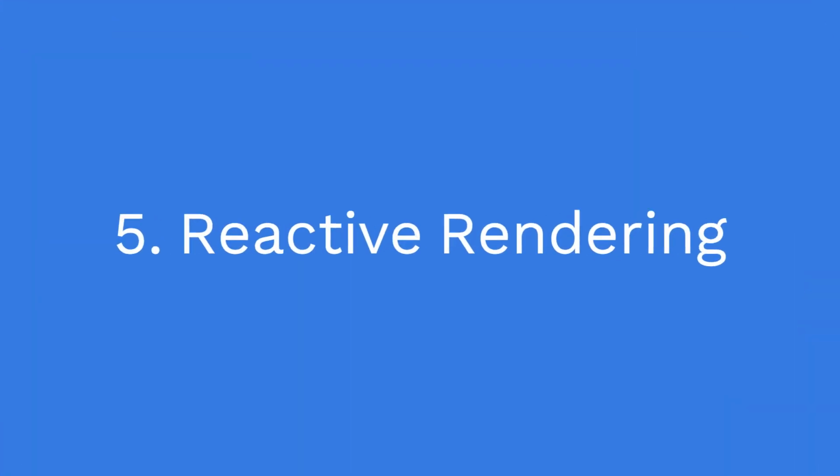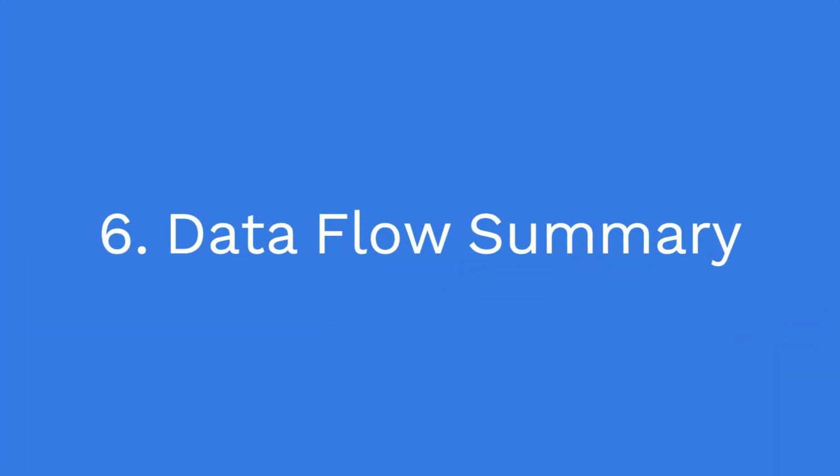5. Reactive rendering. React components automatically re-render when their props or state changes. This reactivity ensures that the UI always reflects the current data and state. When state changes, React updates the virtual DOM and efficiently reconciles it with the actual DOM, minimizing unnecessary updates for better performance.